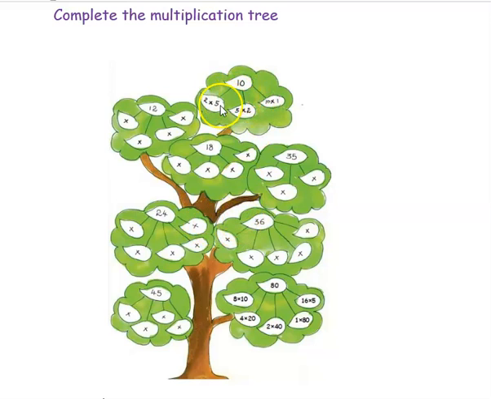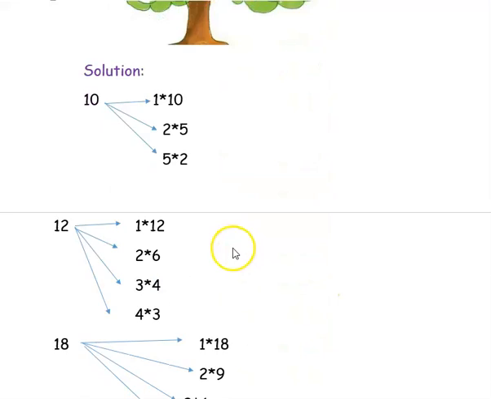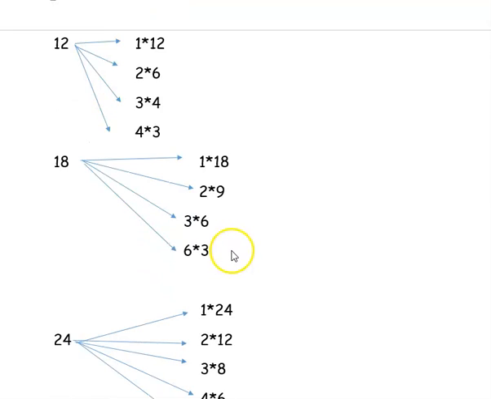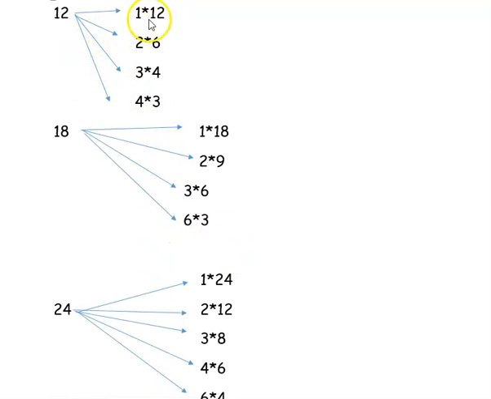The next question given is complete the multiplication tree. So first number is given for you. So 10, you can write the 10 in many ways. So first way is, we will start with first table. So 1 into 10, then in second table 2 into 5, then in fifth table it's 5 into 2. The same way you have to write for all the other numbers. So here I have done for you. So the number 12, we can write it as 1 into 12, then 2 into 6, then third table 3 into 4, and then 4 into 3. So all these things, if you multiply, you will get 12.